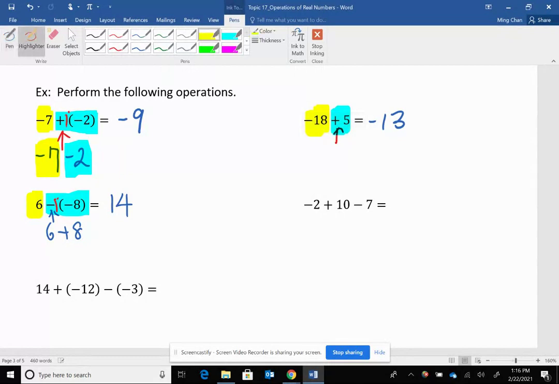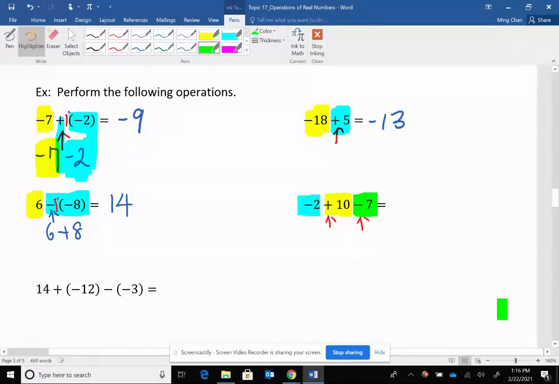So I can do -2 plus 10 first and then -7, or I can do 10, right? That's one term, +10, because there's an addition and subtraction sign. So I have -2 is one term, +10 is one term, and -7 is another term. So what happens if I combine the +10 and the -7 together? Then I can just simply say this is 10 minus 7, which gives me a 3.